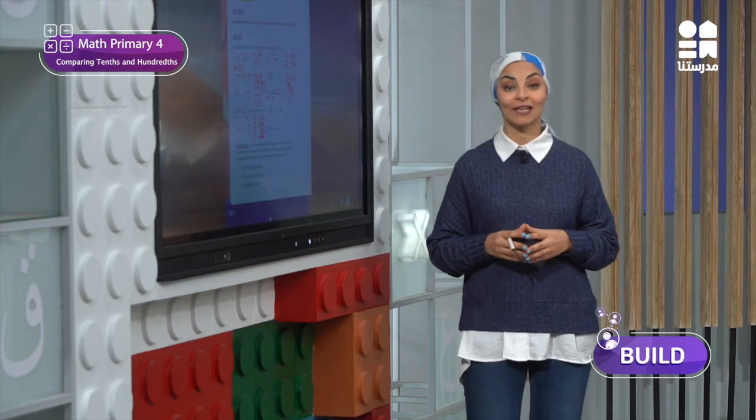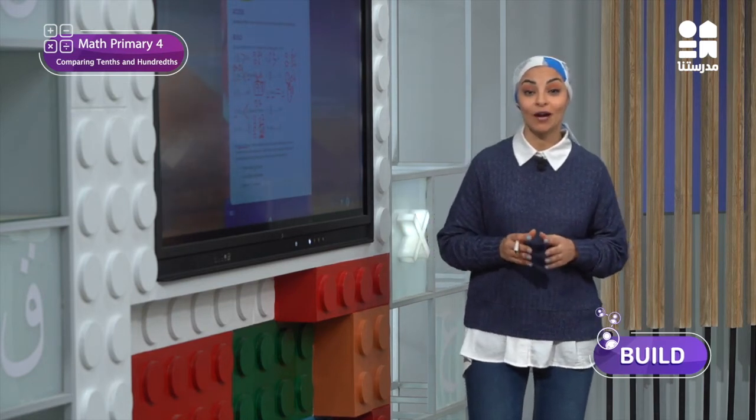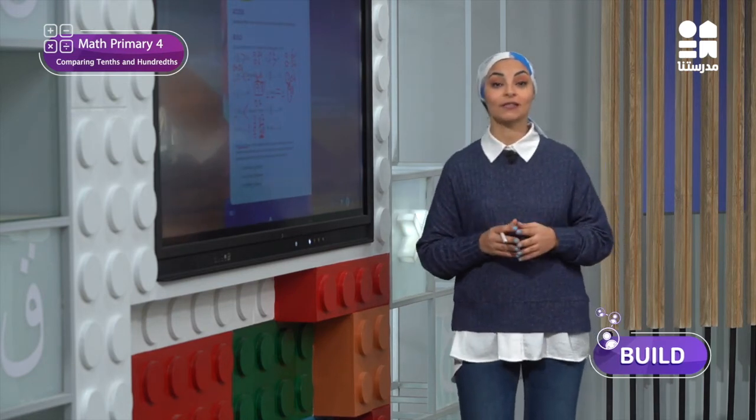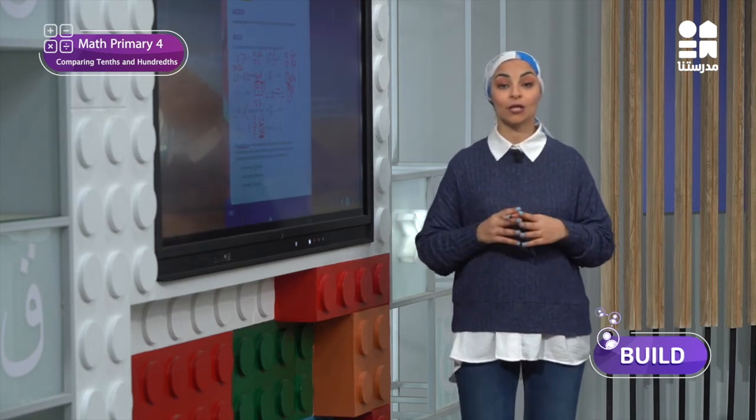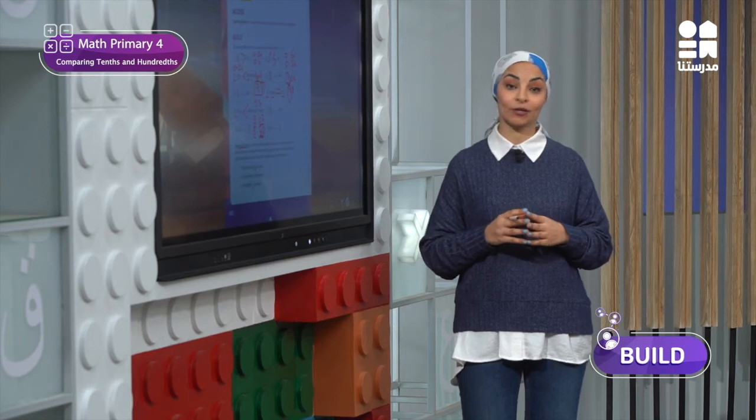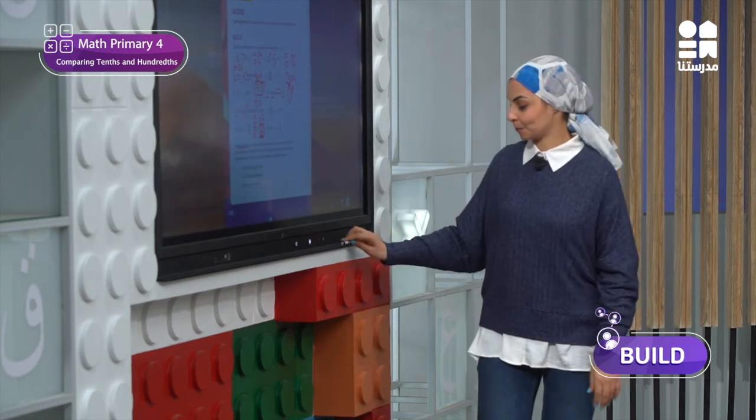Let's help Adam by numbering the number line using tenths and writing the fractions on top of the line and the decimals under the line, as we have been doing. Let's look at the number line together.